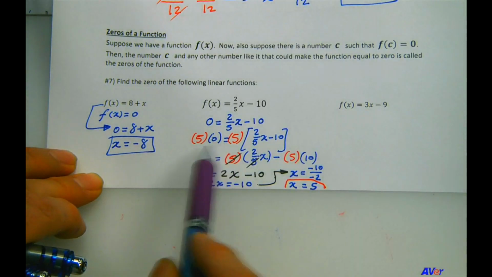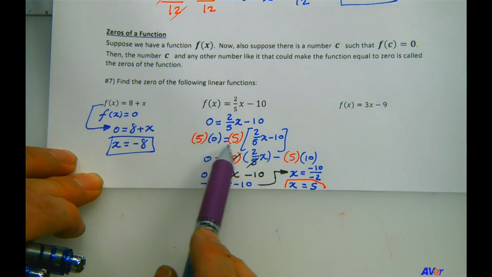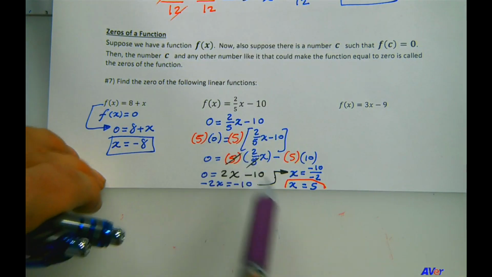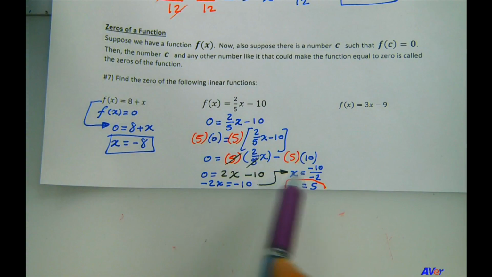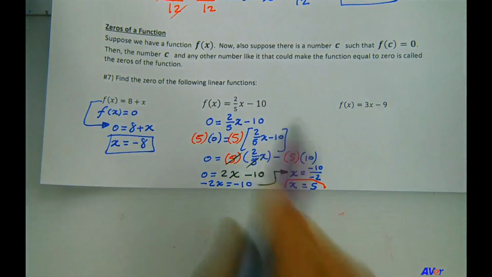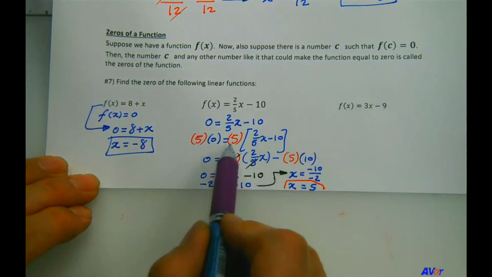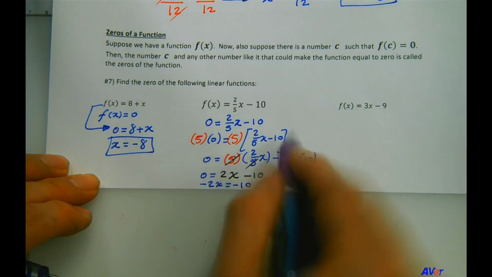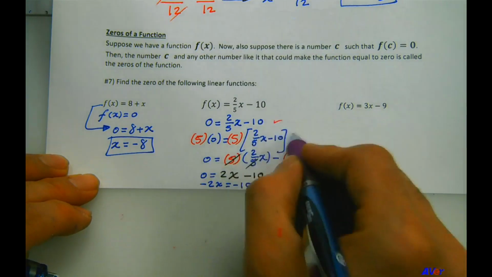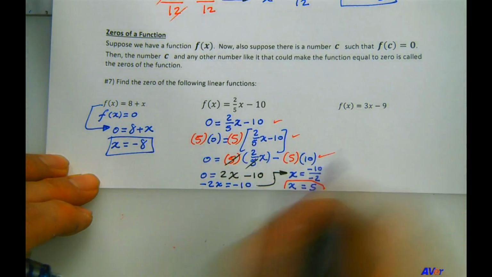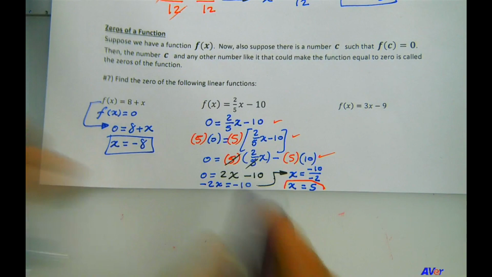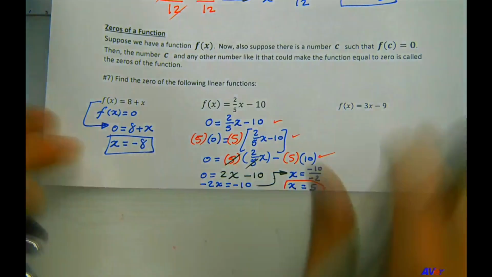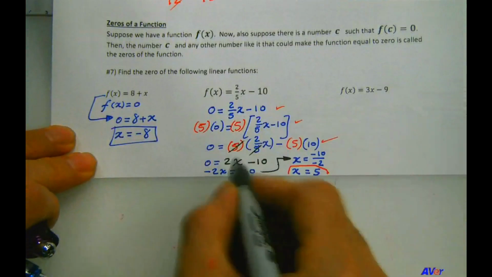I might have an error here. Let me find it. Yes, I do. Let me correct this error, guys. So 5 times minus 10. So this was okay. This is okay. This is okay. This is okay. This is okay. This is okay. This is not okay, because this should be 50. So let me correct it with my thick pen here.